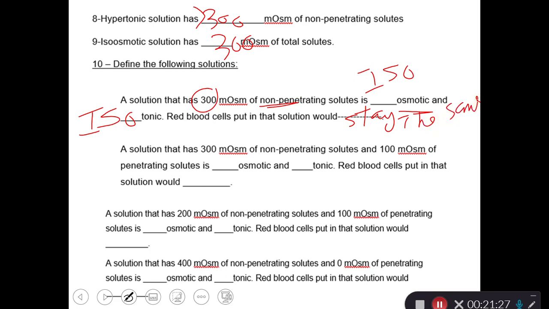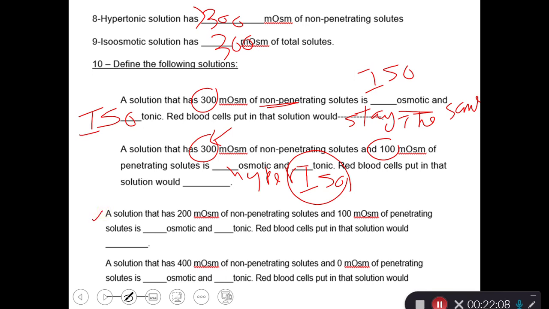Okay, a solution that has 300 milliosmoles of non-penetrating and 100 of penetrating. So my total is 400 milliosmoles. So as osmotic, this is hyperosmotic. About tonic, for tonic I care only about the non-penetrating molecules, and they are 300. So this is isotonic, but it is hyperosmotic. What would happen to the cell? We look only at the tonic part, which is isotonic, so the cells would stay the same as well.